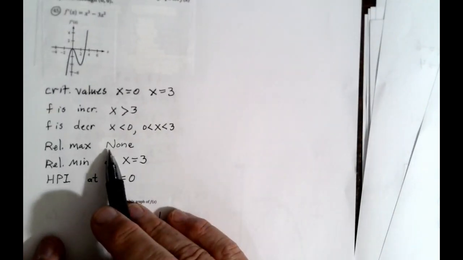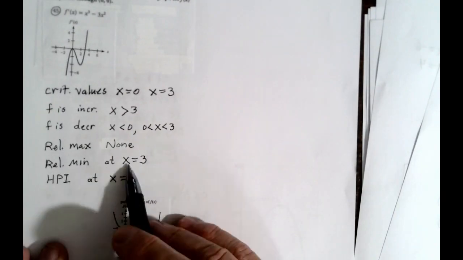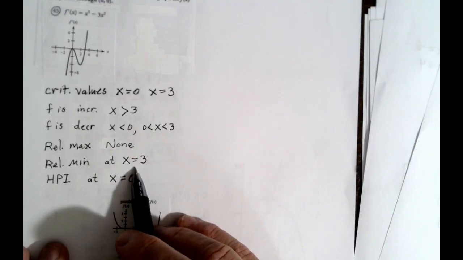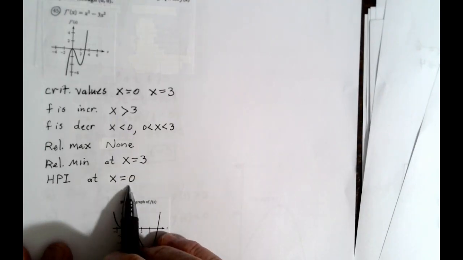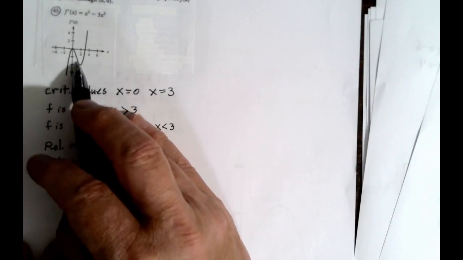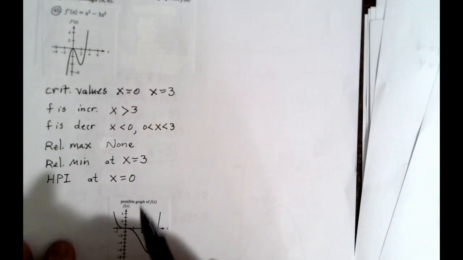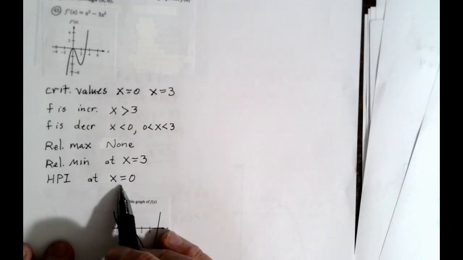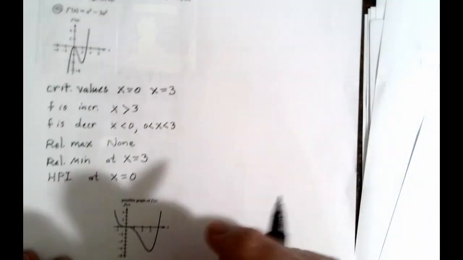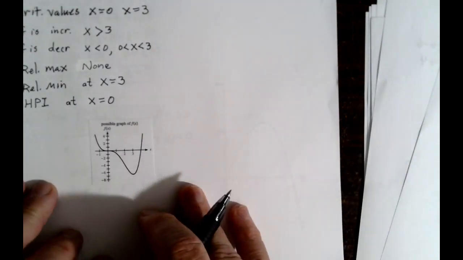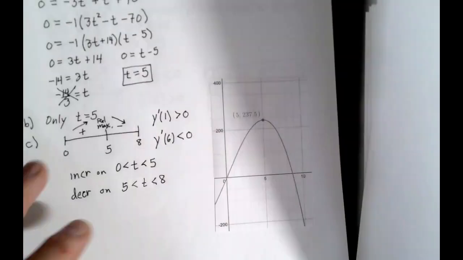Right, so relative max, it doesn't have one. Relative min, yep, it has one at 3. And HPI, it has one at 0 because you have a negative and then you have negative again. So the fact that it goes negative, negative, positive means you got a HPI at the first one and you got a relative min at the second one. And they ask you to come up with a possible graph, and this is what it could look like. One of many choices for the function.